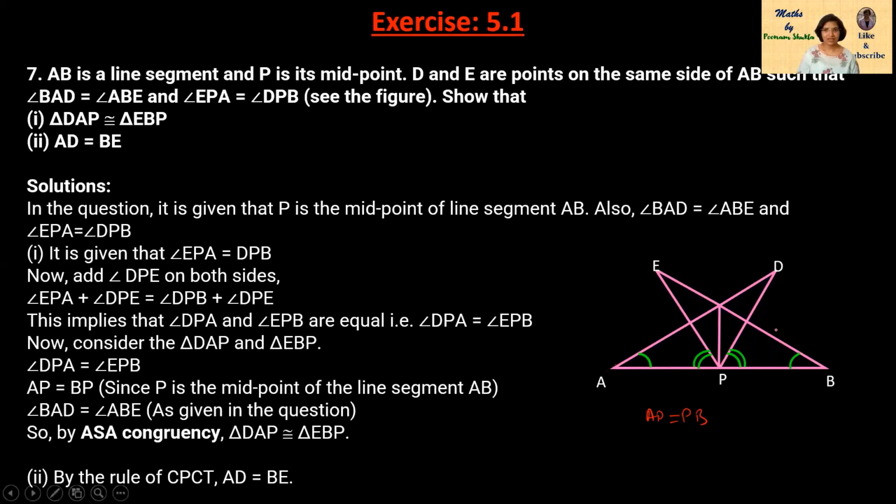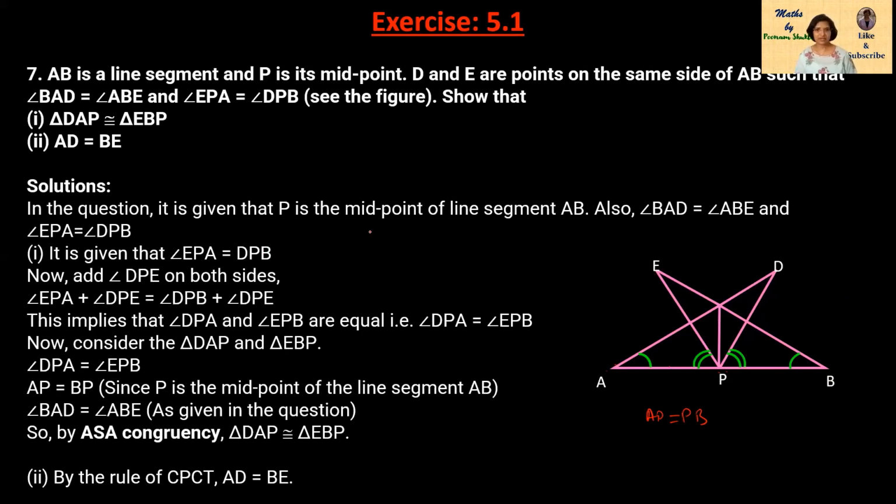Okay. And angle EPA, be careful when you are reading the angles. Angle EPA and angle DPB are equal. These angles are given, that these are the equal angles. So what do we have to show? We have to show that triangle DAP and triangle EBP are congruent. So first we'll see that, then we will go for the second part.